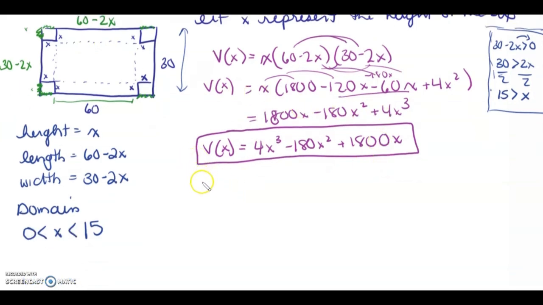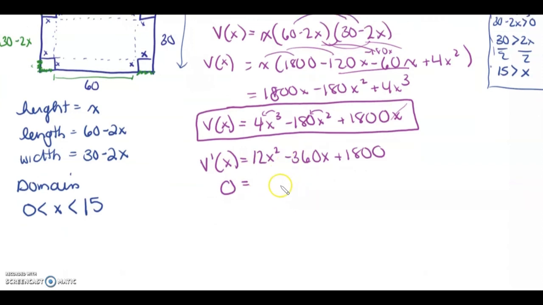Okay, so now let's go ahead and find the derivative of this. So we bring down the 3 and we get 12x squared. We bring down the 2 and we get negative 360x. And then 1800x, the x goes away and we just get 1800. So we want to know when the derivative equals 0. We want to know when we have a horizontal tangent because that's when a max or a min may occur, right? Remember, 2 endpoints and then any time the slope of the tangent equals 0.